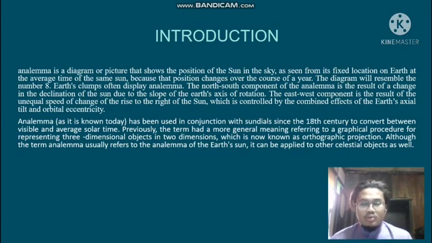Analemma, as it is known today, has been used in conjunction with sundials since the 18th century to convert between apparent and average solar time. Previously, the term had a more general meaning, referring to a graphical procedure for representing a three-dimensional object in two dimensions, which is now known as orthographic projection. Although the term analemma usually refers to the analemma of the Earth's sun, it can be applied to other celestial objects as well.